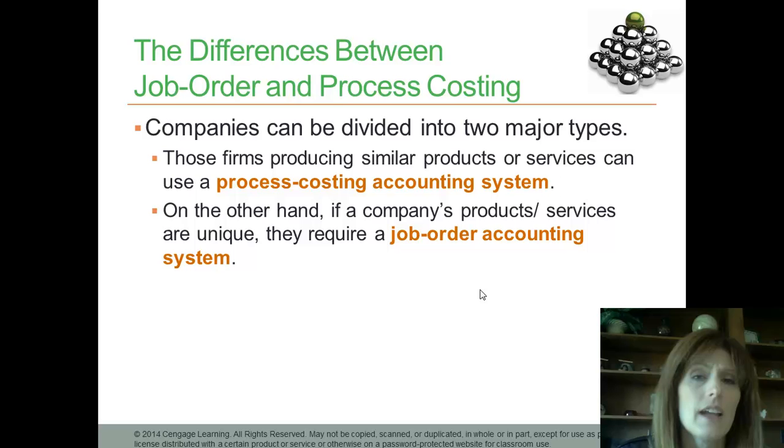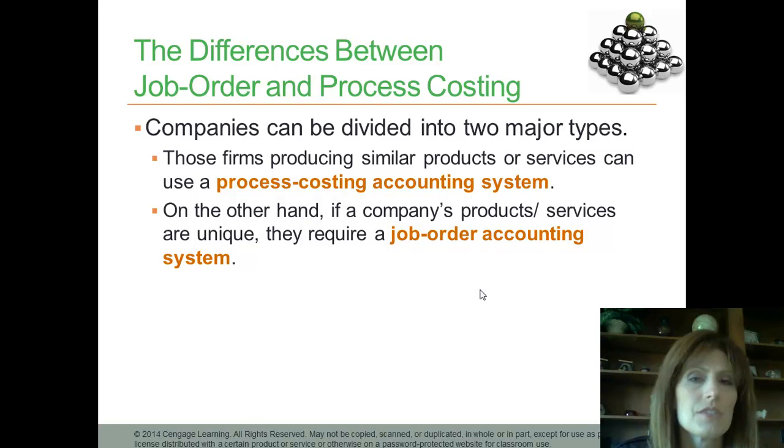So we're going to divide our companies into two major types. First, we have process costing. Those are for companies that process all the same kind of things. So they provide products or services that are essentially homogeneous or identical and can be utilizing this process costing system, which we're going to talk about in Chapter 6.